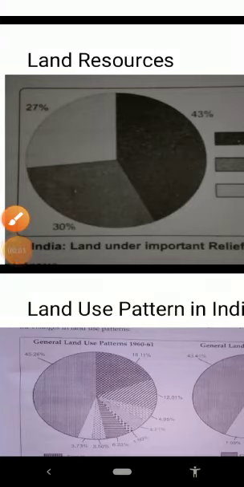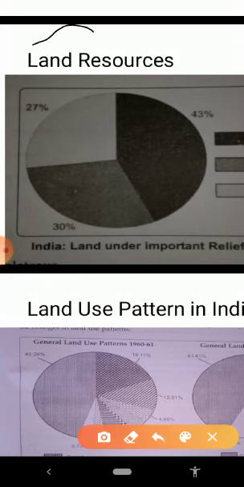Dear students of class 10th, in this video we'll revise lesson number 1 of geography. Name of the chapter is Resources and Development. So in this video we will revise land resources.